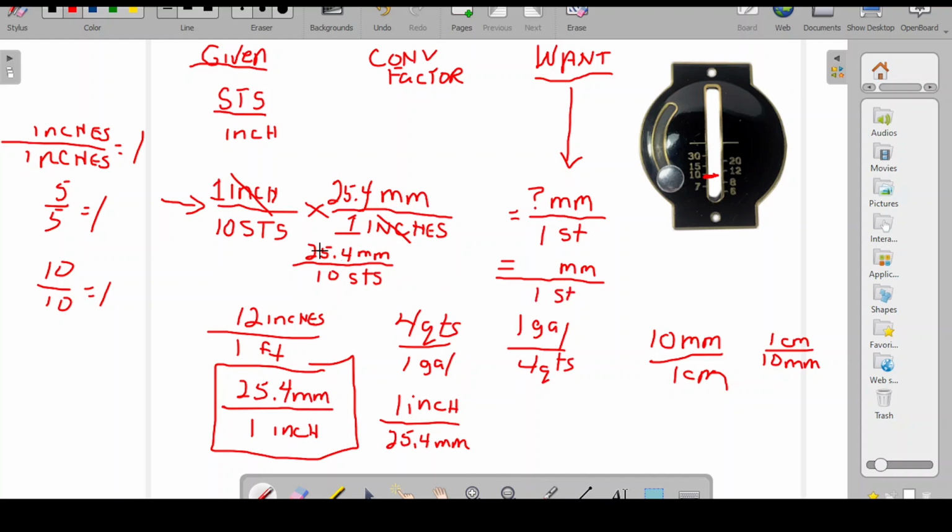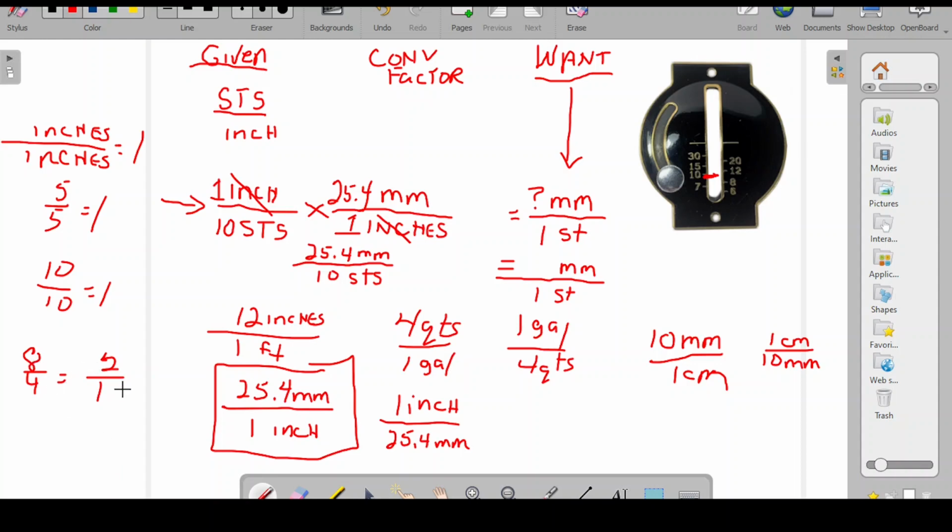Well, you say, how do we get this to equal this? This doesn't look like it equals that. Well, they're just fractions. It's just like, you know, 8 over 4 equals 2 over 1.